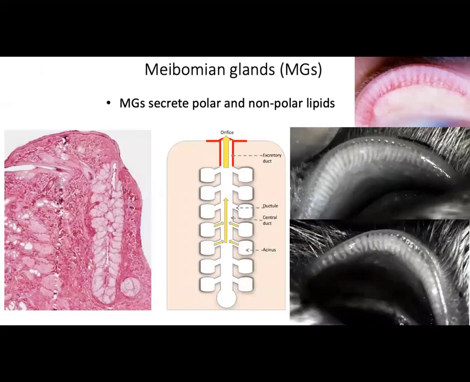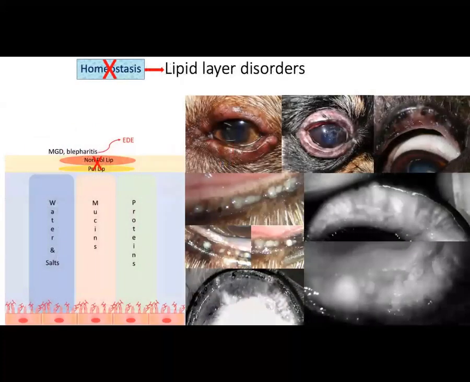Meibomian glands secrete polar and non-polar lipids. In some cases, meibomian glands are visible under the transparent conjunctiva, but the best way to perform a careful examination is infrared meibography. In case of lipid layer disorders, qualitative and quantitative alteration of the lipid layer increases surface tension and evaporation, and so we have evaporative dry eye. The pictures show cases of blepharitis, expression of meibomian glands with altered meibum, and infrared meibography in meibomian gland dysfunction.